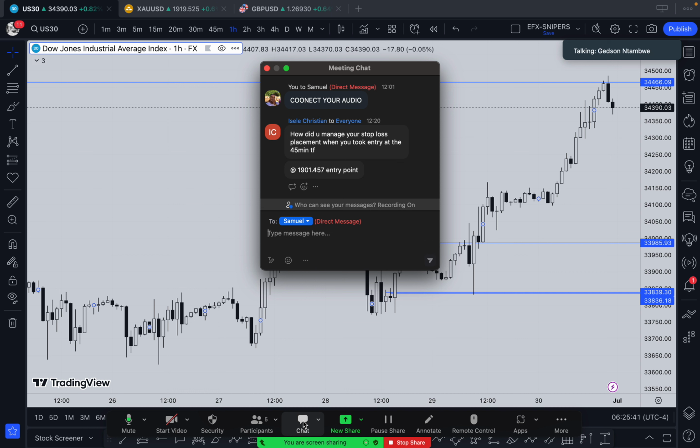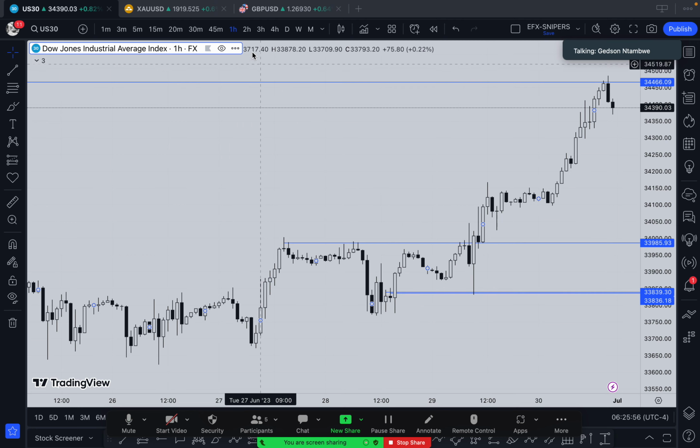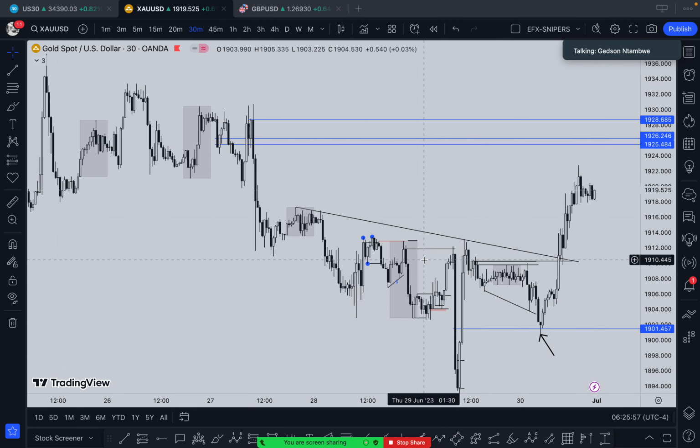Someone asked me how I managed my stop loss when I took an entry. My stop loss, I just calculate it. I calculate 30 pips. That is the stop loss I'm using in gold. It doesn't matter where I place it, but I know my normal stop loss is 30 pips. So I don't have a problem with that.